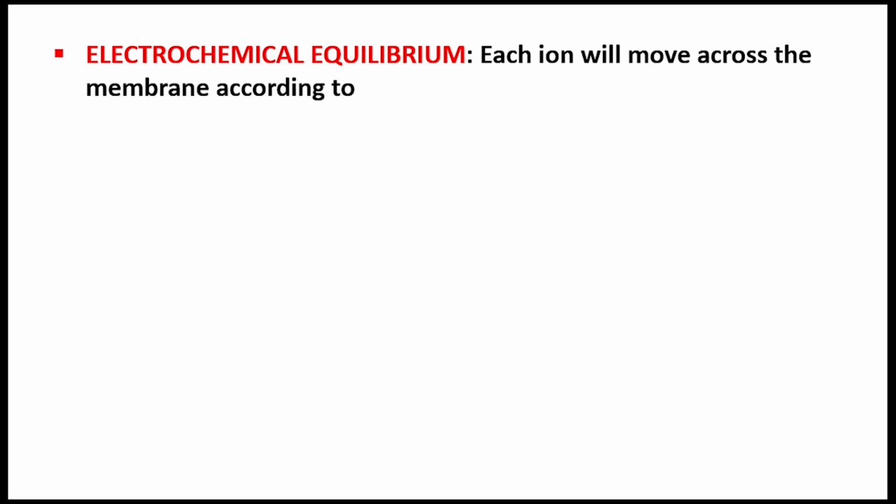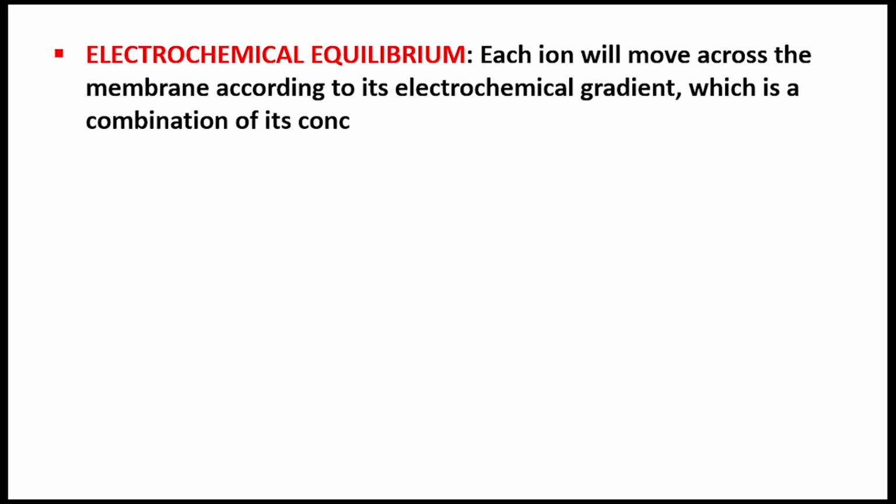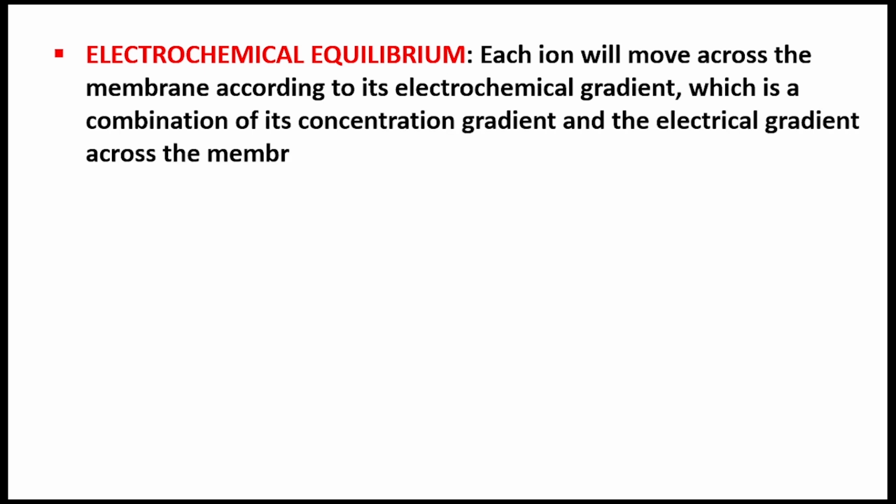Electrochemical equilibrium. Each ion will move across the membrane according to its electrochemical gradient, which is a combination of its concentration gradient and the electrical gradient across the membrane.